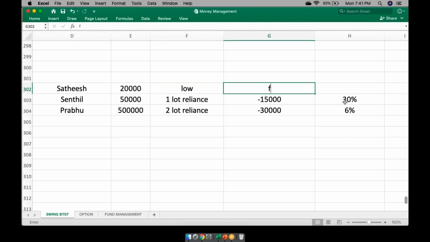So for Satish, it will be a free hit. I'll take a chance. Prabhu is buying 2 lots of Reliance. I'll take a 2 lot call option. I'll wait till zero. Okay, this month 20,000 rupees gone. Fine. Next month I'll get salary. I'll come back. So this is how we are not supposed to trade.